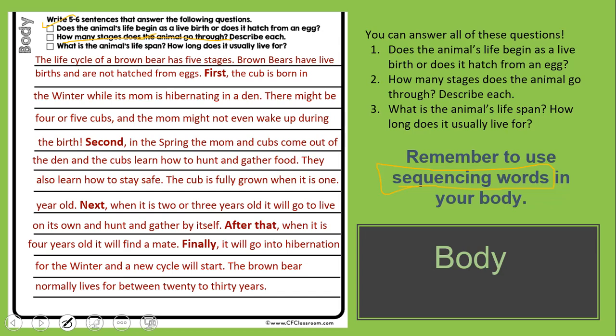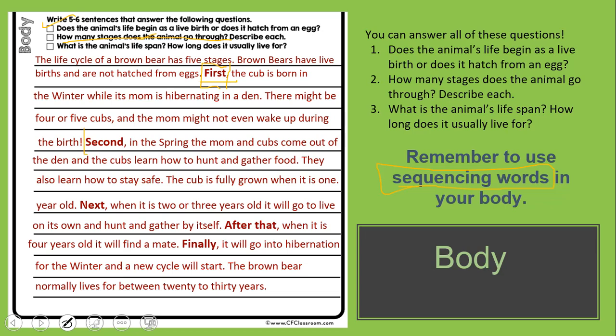So here, the next sentence is we have first. So there's our first sequencing word, and now we're describing the stages. First, the cub is born in the winter while its mom is hibernating in a den. There might be 4 or 5 cubs, and the mom might not even wake up during the birth. So that describes stage 1.